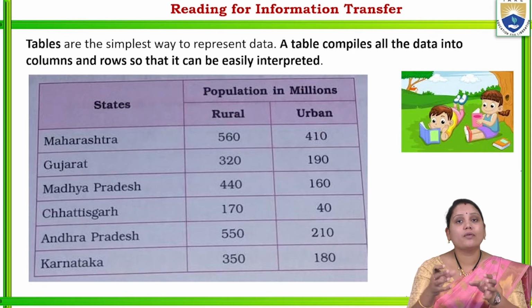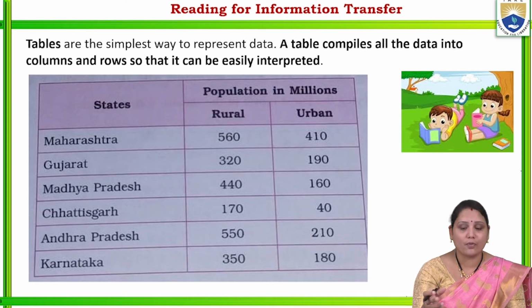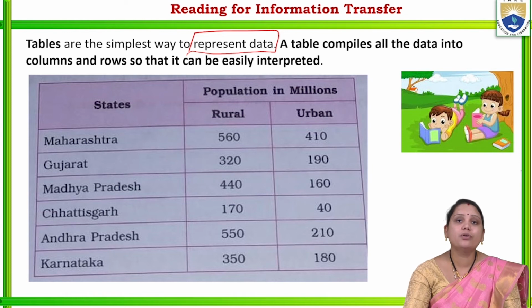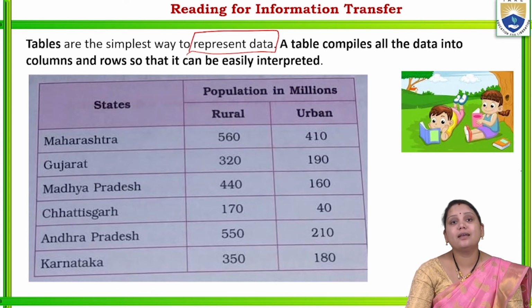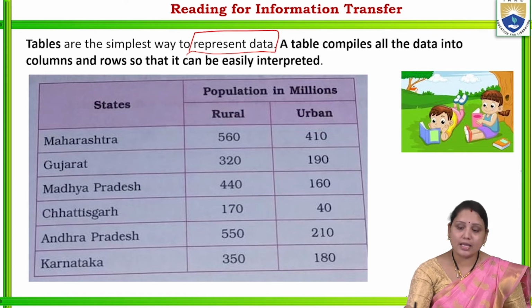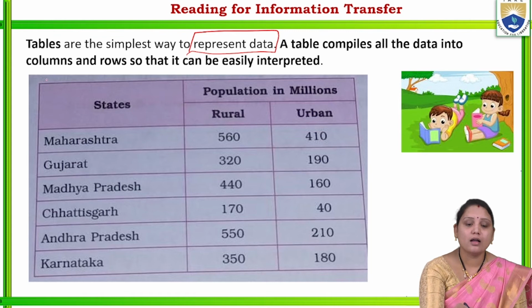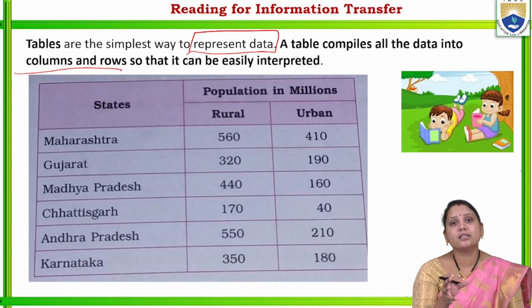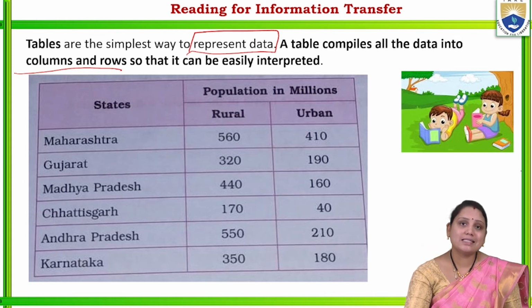The formatting of the particular statistic analysis can be done through the tables. Now, it will represent data. What are tables going to do? They are going to represent the data in a very clear and specified manner. A table compiles all that data into columns and rows. Now, how are we going to segregate the data in a table? In the form of columns and rows, so that it can be easily interpreted. So, this is one form of changing the text into the diagram.